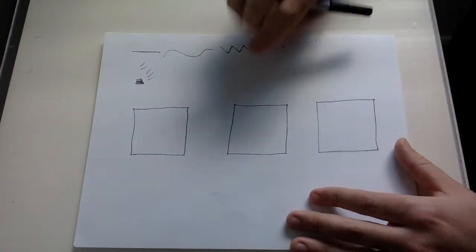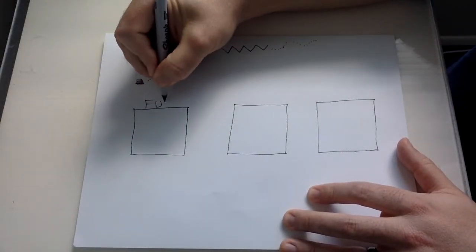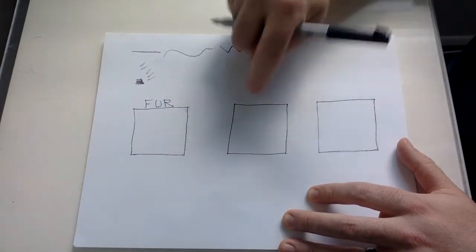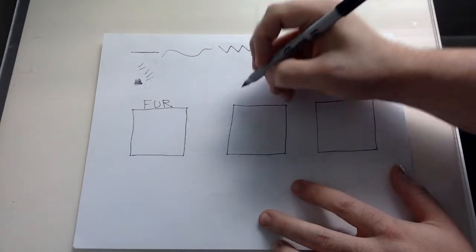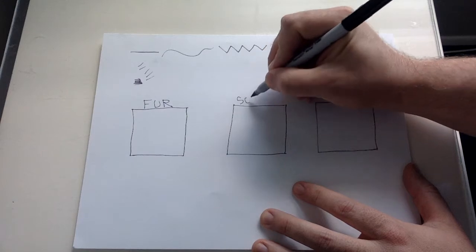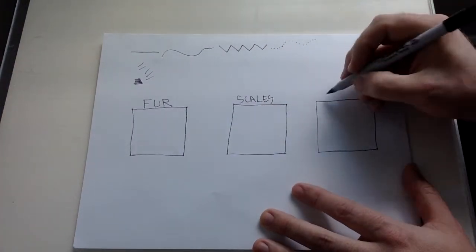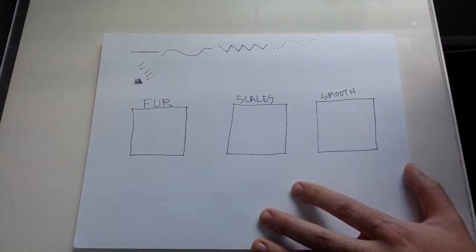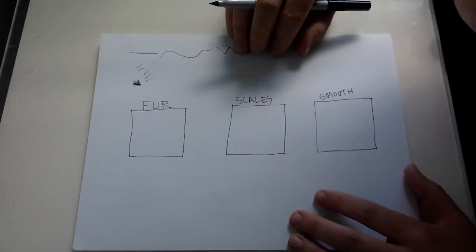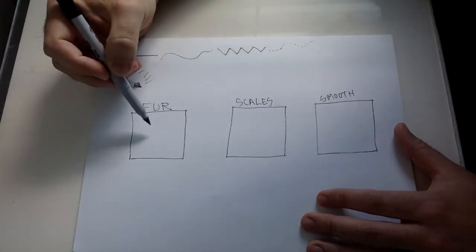Now, the first box here is going to be fur. The second box is going to be scales, scales of a lizard or something like that. And the last one's going to be smooth. I just labeled them like this so you can see it. And when we draw, we're going to start off by drawing fur.